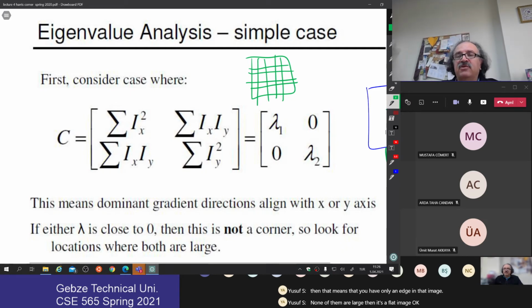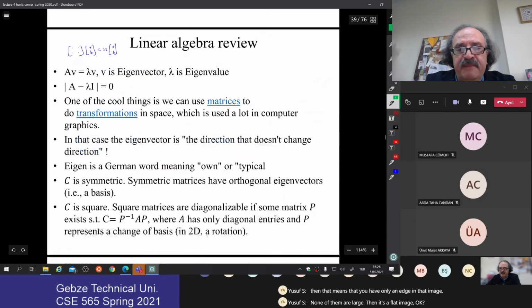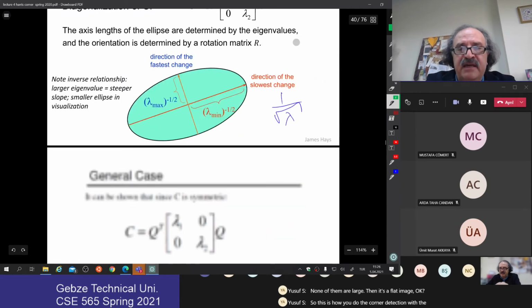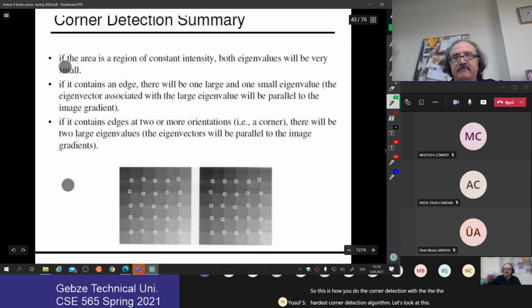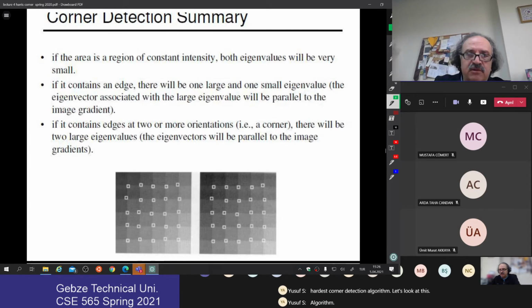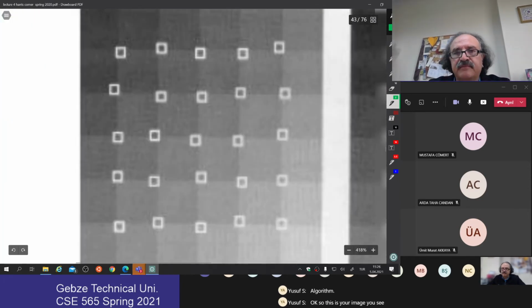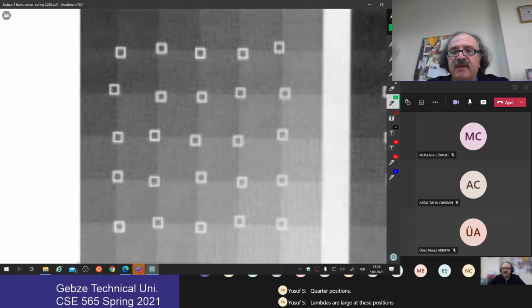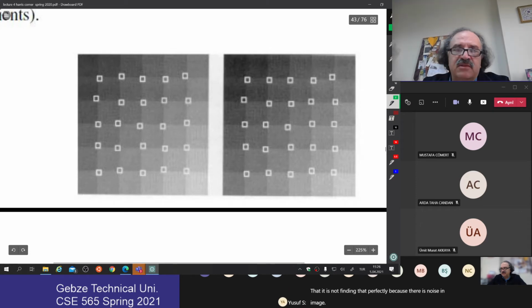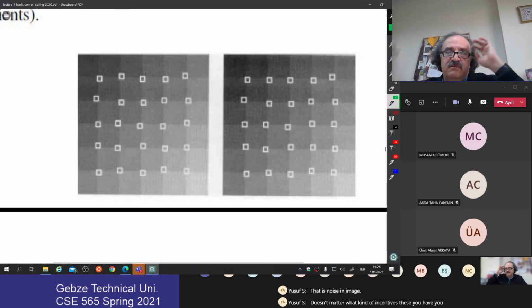Okay, so this is how you do corner detection with the Harris corner detection algorithm. Let's look at this algorithm. So this is your image. You see the image, right? The Harris corner detector says that these are the corner positions. Lambdas are large at these positions. It is not finding them perfectly because there is noise in the image. It doesn't matter what kind of intensities you have, you'll find those corners.